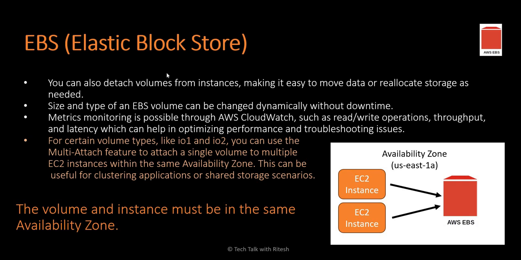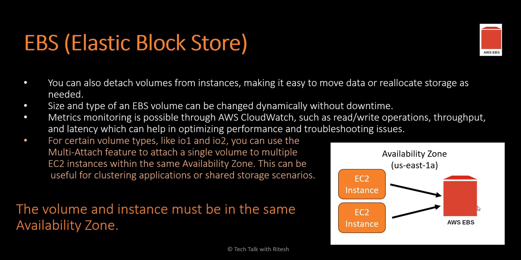What I have shown, we will just discuss about it. In the previous slide we discussed that an EBS volume can only be attached to one EC2 instance at a time. But for certain volume types, and we will see the types of EBS volumes, like io1 and io2, we can use the multi-attach feature, to attach a single volume to multiple EC2 instances.